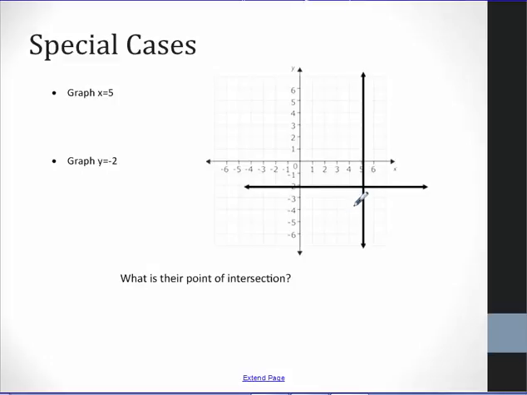So my second question here: what is their point of intersection? Well, it's right here where they cross, and I know x is going to be 5 there because x is always 5. And y is always negative 2. So 5, negative 2 is going to be my intersection point.